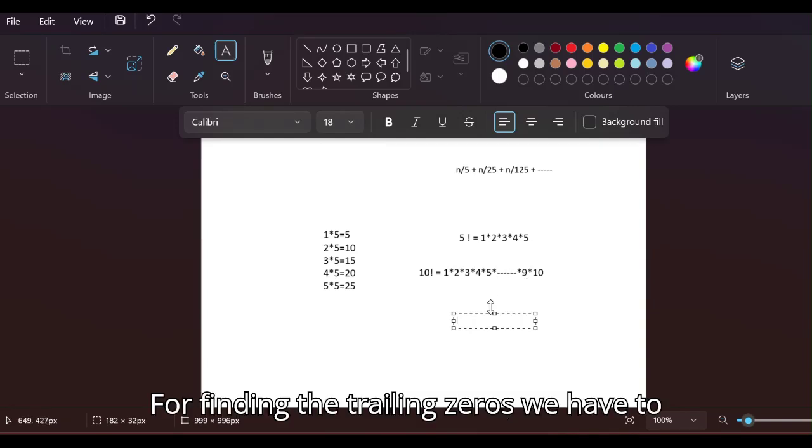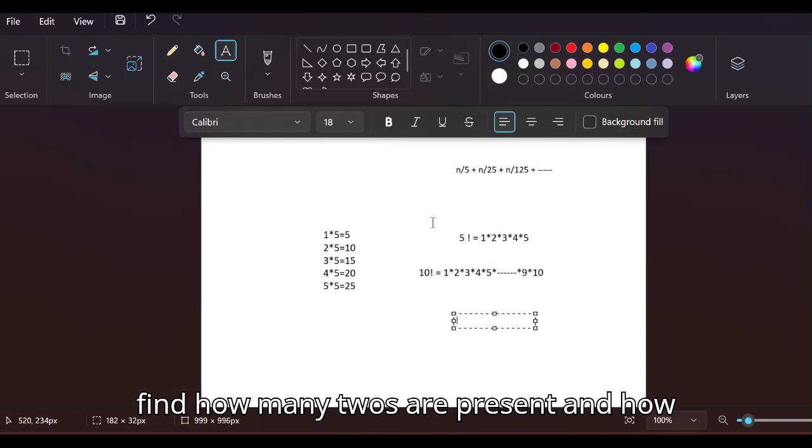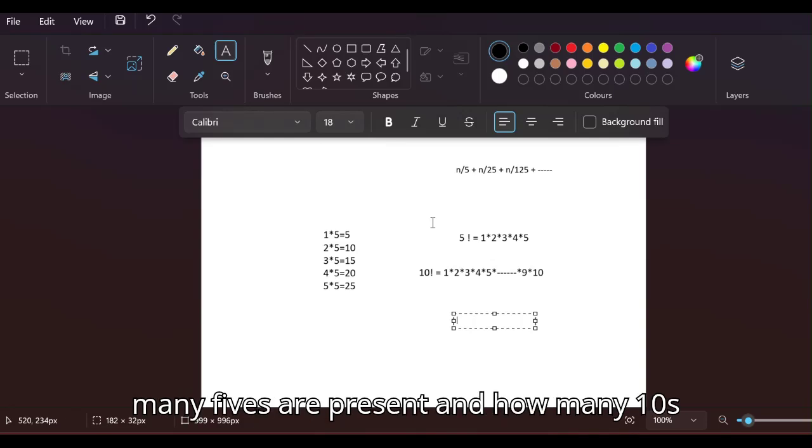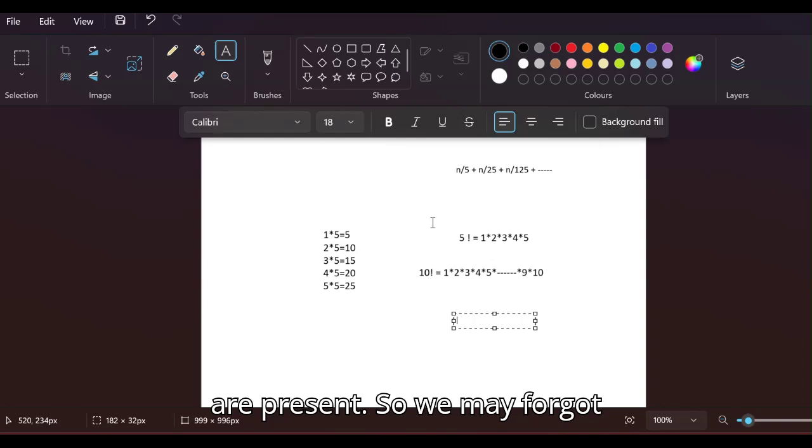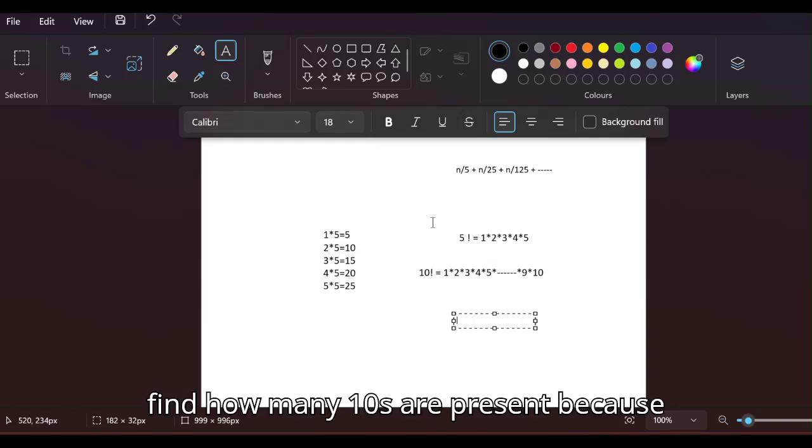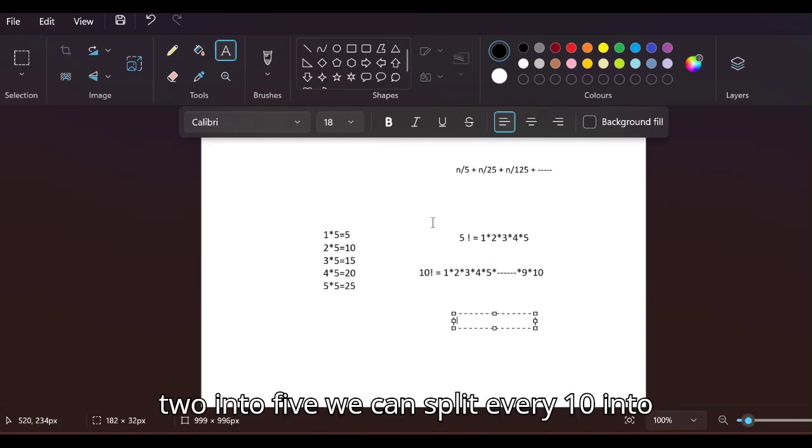So for finding the trailing zeros, we have to find how many twos are present, how many fives are present, and how many tens are present. We can forget about counting the tens, because a ten is 2 into 5.